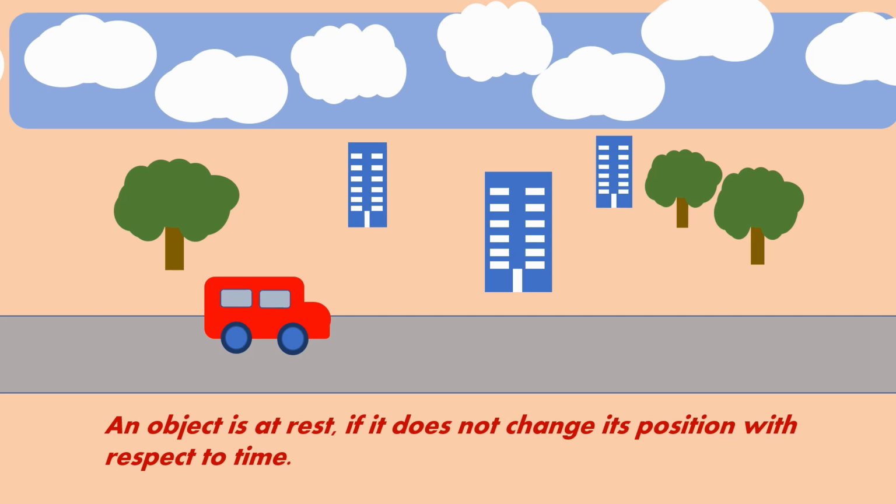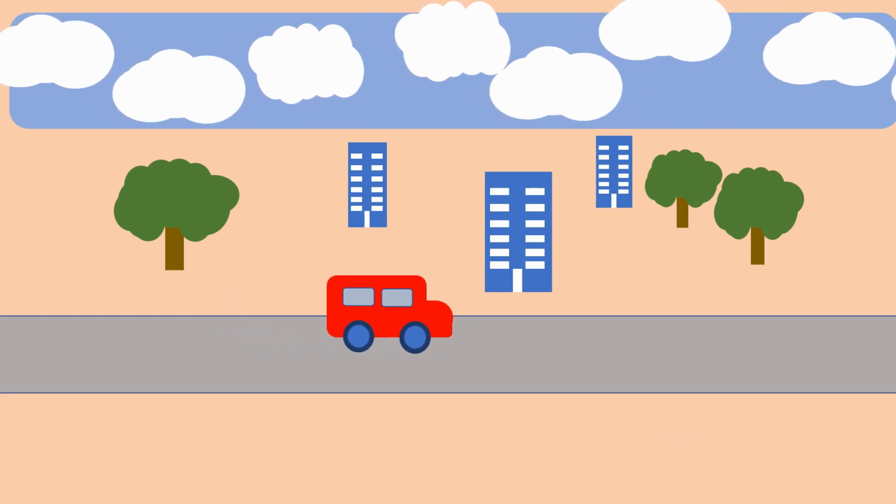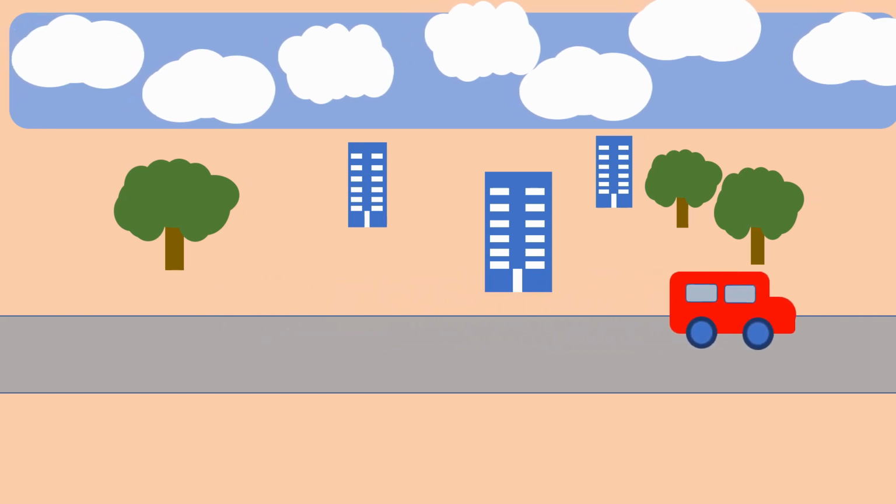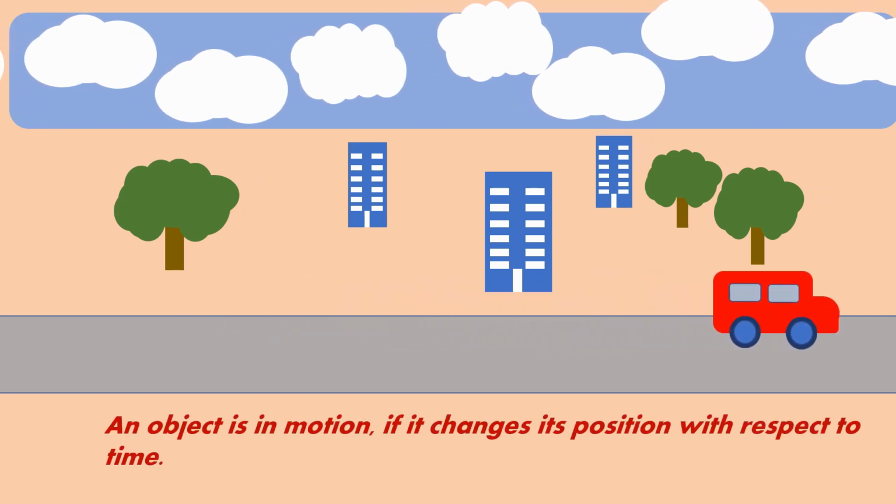So how do you define an object which is in motion? An object is said to be in motion if it changes its position with respect to time. So the position always changes with time.